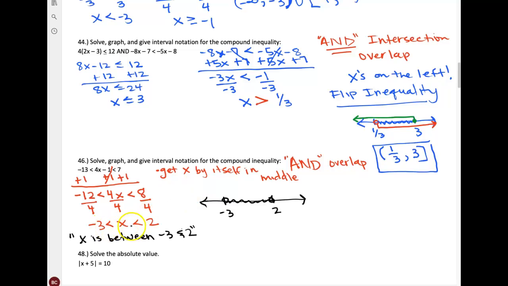Whenever you have these tripartite ones, they'll always be something in between. They won't be going out from each other. They have to be something in between like this. So our answer in interval notation is going to be parenthesis, negative 3, comma, 2, parenthesis. Those are both open circles, so we need both to be parentheses this time.